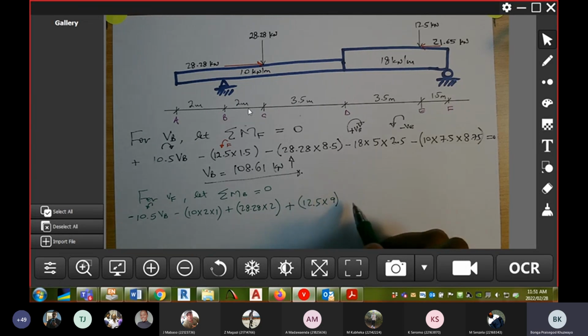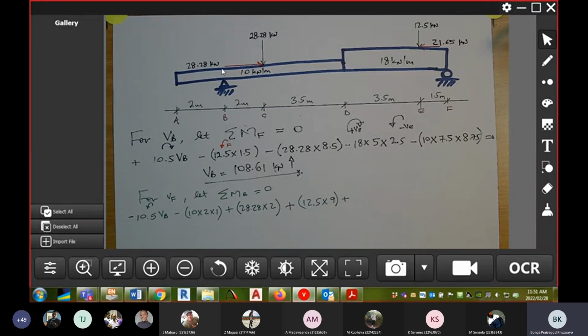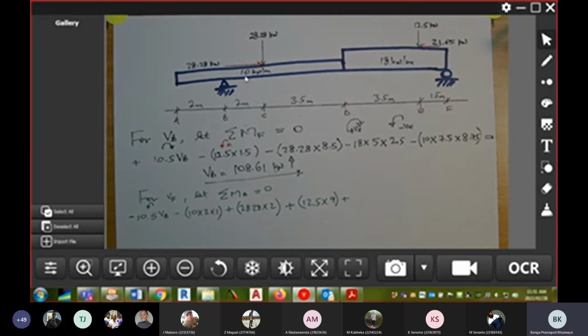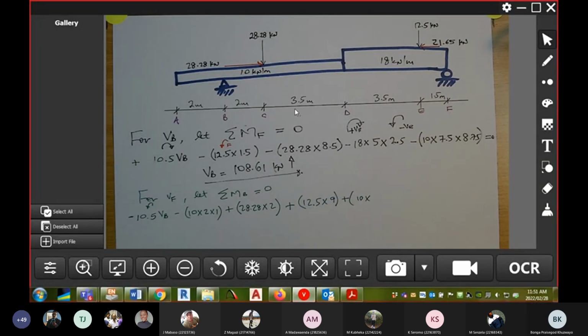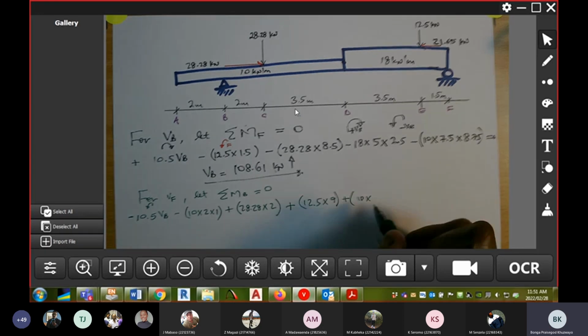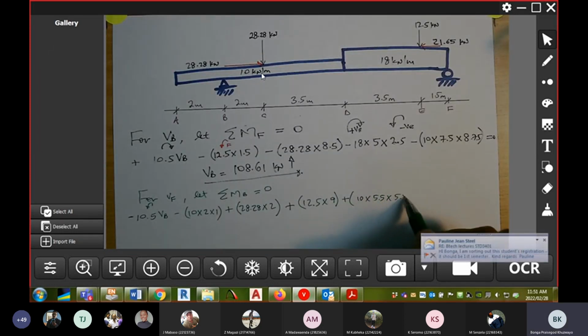Then plus the first UDL I'm going to look at, the portion of 10 kilonewton per meter UDL on the right hand side of node B. That portion there. So we've got 10 acting over a distance of 5.5, and the lever arm for this 10 kilonewton per meter is obviously 5.5 divided by 2.